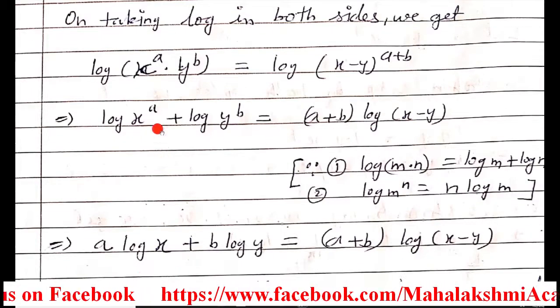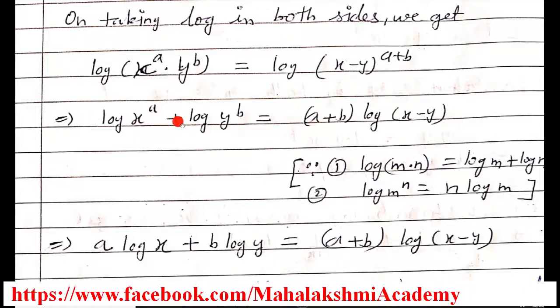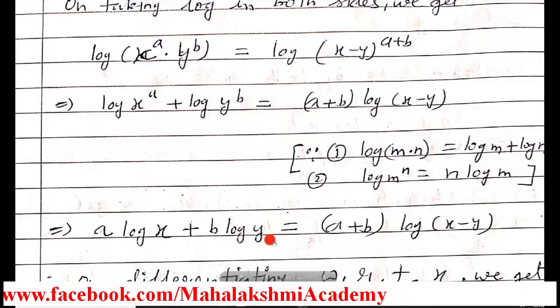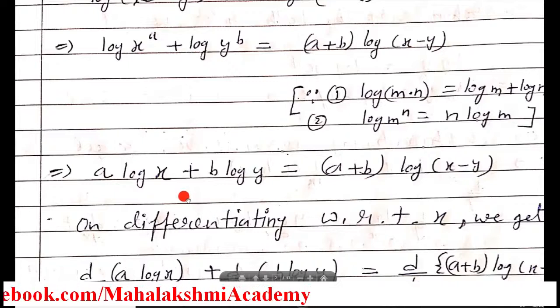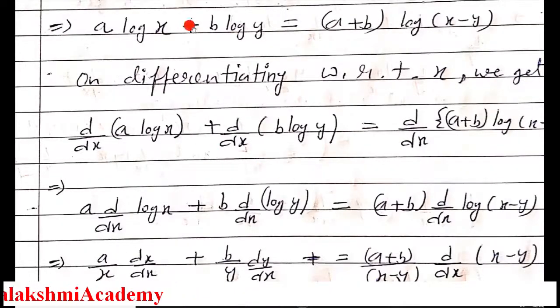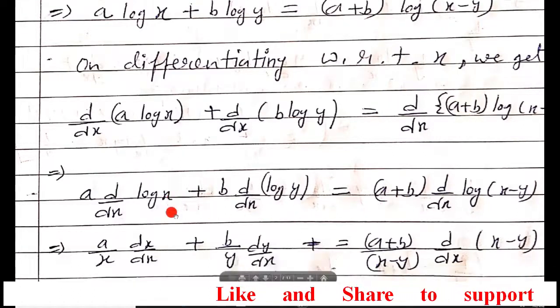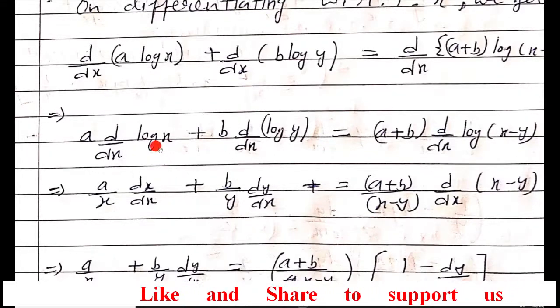Now again it is in power form, so a will come in front, and here also b will come in front. So we obtain this equation. Now just differentiate it. On differentiating with respect to x, the derivative symbol came with all three terms. Now here a is a coefficient, so a will just shift in front. Here also b will shift in front, and here also a plus b is a coefficient, so it will shift in front. Now we will differentiate it, and you know log x differentiation is 1 upon x.